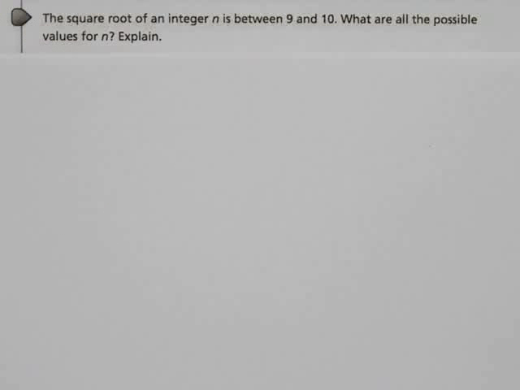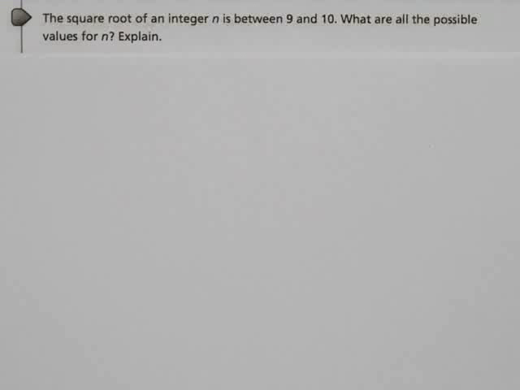All right, in our second question, we're told that the square root of an integer, n is a variable, is between 9 and 10. What are all the possible values for n? And you're asked to explain. All right, let's look at the question again. So we're looking for the square root of some number. And we know that that square root is between 9 and 10.